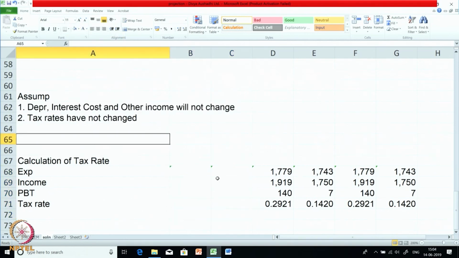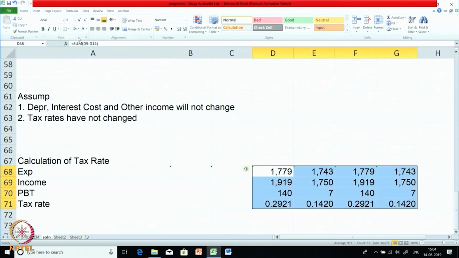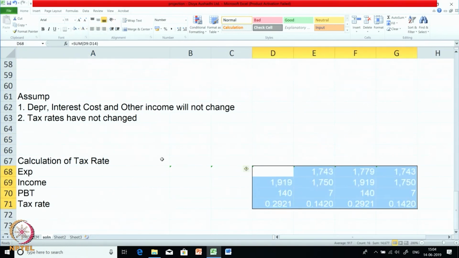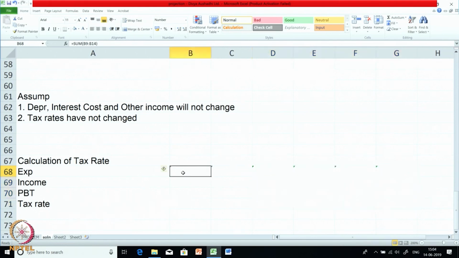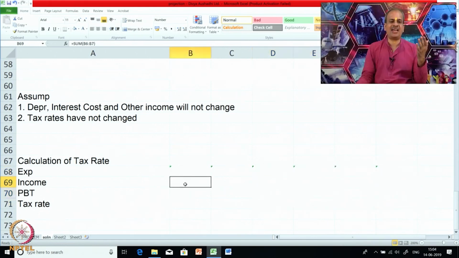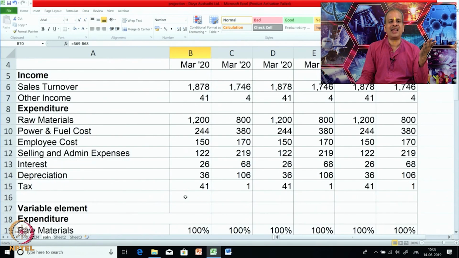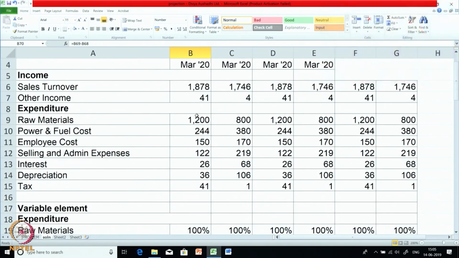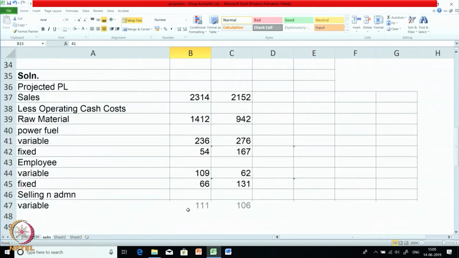Fine. So what we will do is, firstly take the total of all expenses, then income. I mean other than tax, look at the total expense and the total income for last year, that will give you PBT, and we know that the tax is 41. Using this data we will be able to calculate the tax rate. So based on last year's expenditure, take total of all these items other than 41, because 41 is a tax, it is not an expenditure.